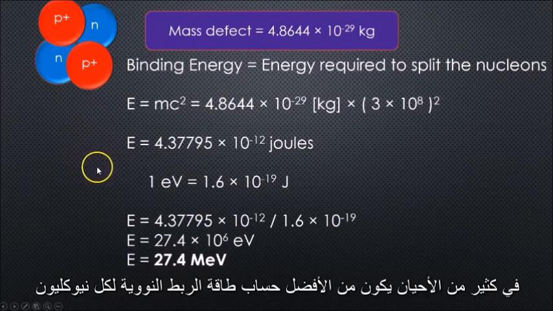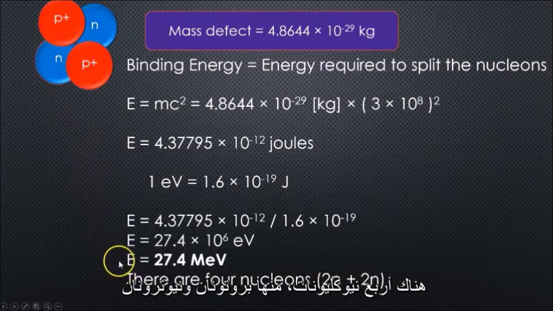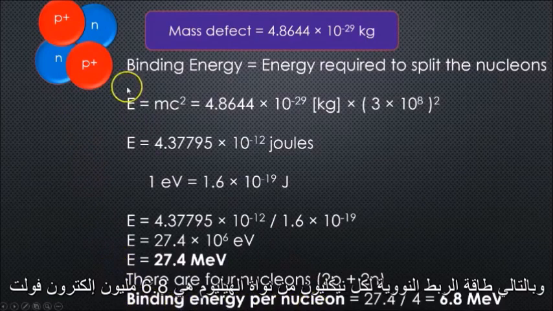Now it's often more convenient to quote the binding energy per nucleon. There are 4 nucleons here, 2 protons and 2 neutrons. And the binding energy per nucleon, therefore for helium, is 6.8 MeV by these calculations.